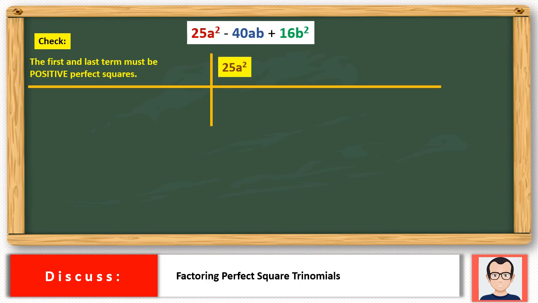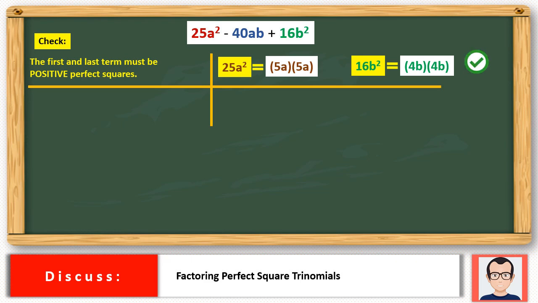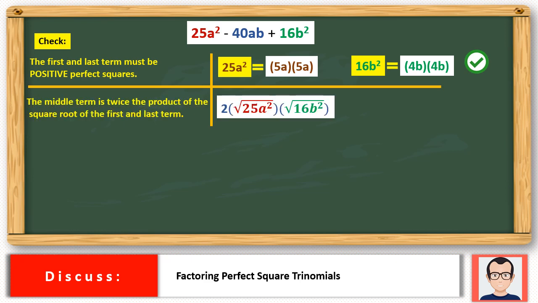We can see that the first and last term can be expressed as perfect squares. So that's a check for us. Now, we assess the middle term by getting twice the product of the square root of the first and last term. Here we have 2 times the square root of 25a squared times the square root of 16b squared. When we simplify it, we have 2 times 5a times 4b. And when we get the product, we will have 40ab, which is the middle term of the given trinomial.